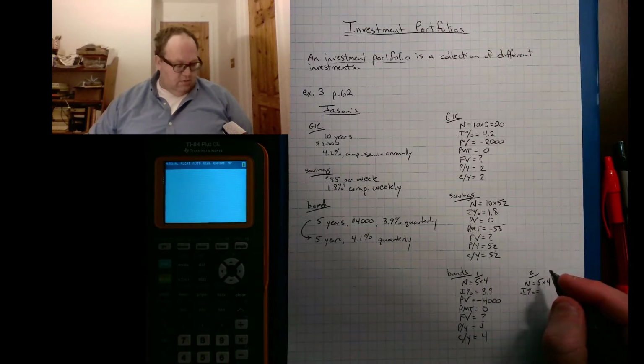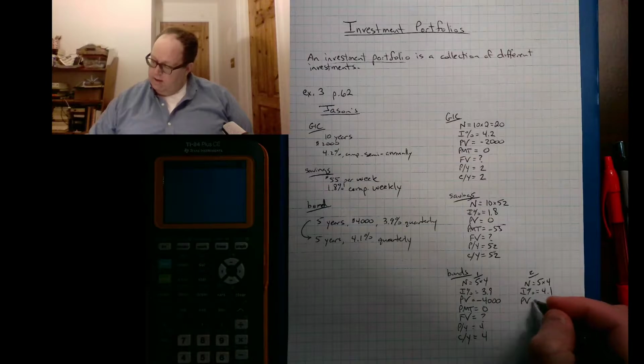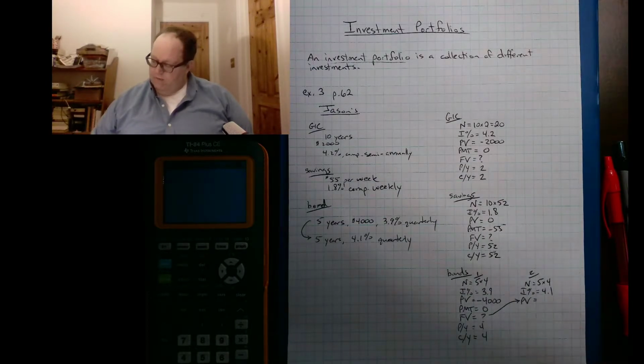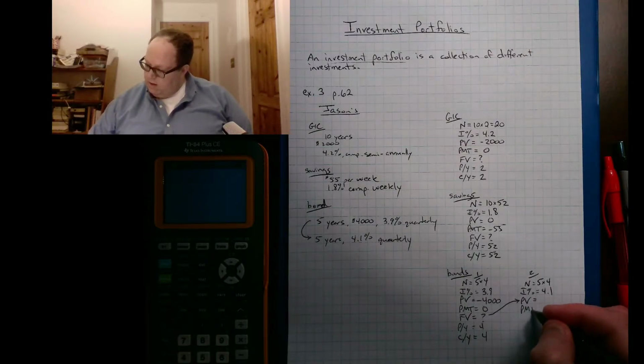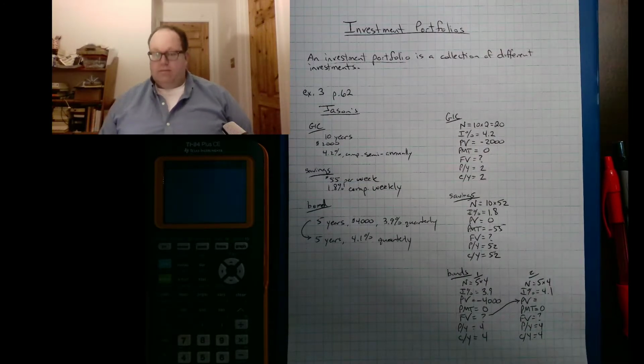earns 4.1%. Now the present value we don't know, but it's going to come from the future value of the first bond. No regular payments, a future value that we don't know, and also 4 periods per year because it's quarterly.